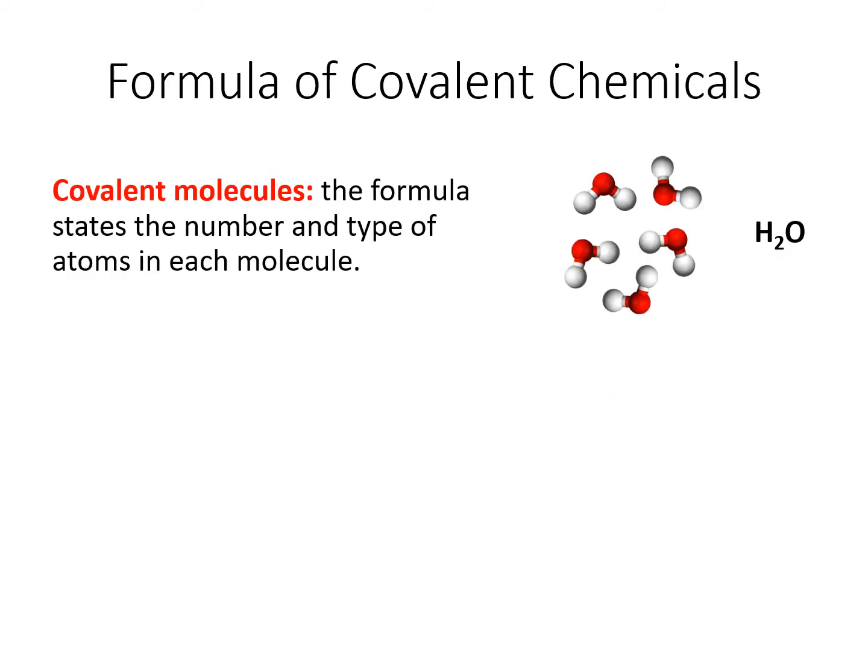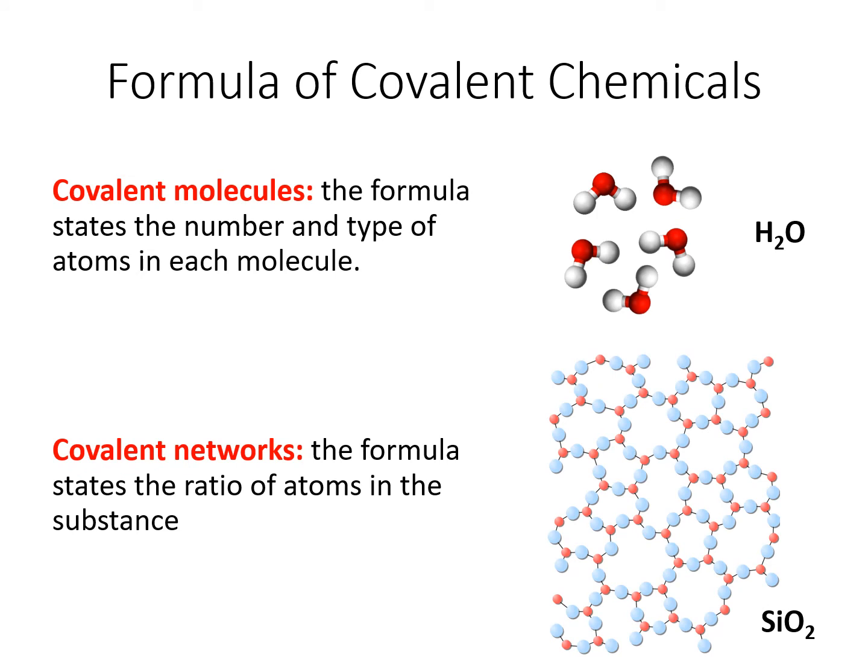So that's the formula of elements. What we're going to look at now is the formula of covalent chemicals. So hopefully you can remember we have 2 types of covalent chemicals. We have covalent molecules and we also have covalent networks. And in a covalent molecule, our formula states the number and the type of atoms in each molecule.